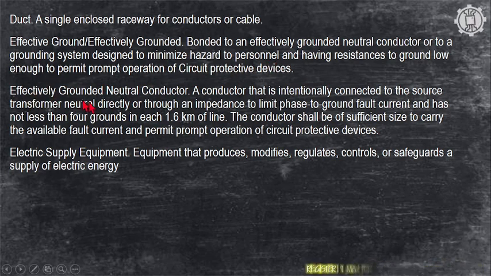Then, effectively grounded neutral conductor. A conductor that is intentionally connected to the source transformer neutral directly or through an impedance to limit phase to ground fault. So yung purpose nito, the effectively grounded neutral: meron tayong fault between our line, yung phase, and the ground itself, and has not less than 4 grounds in each 1.6 kilometer of line. So ibig sabihin nito, every 1.6 kilometers, dapat merong apat na grounding electrode. So kaya makikita nyo yung mga post, meron talaga silang mga guy wire, yung grounded wire.